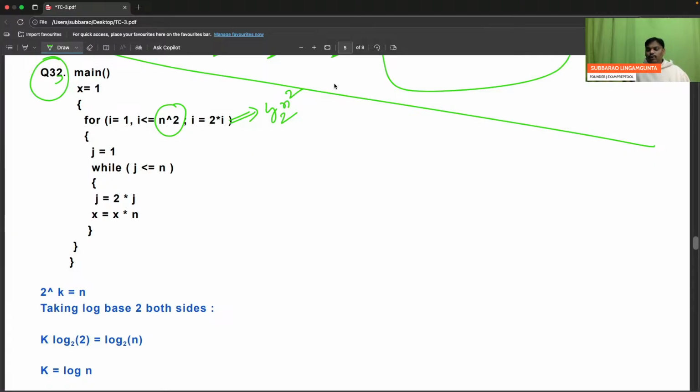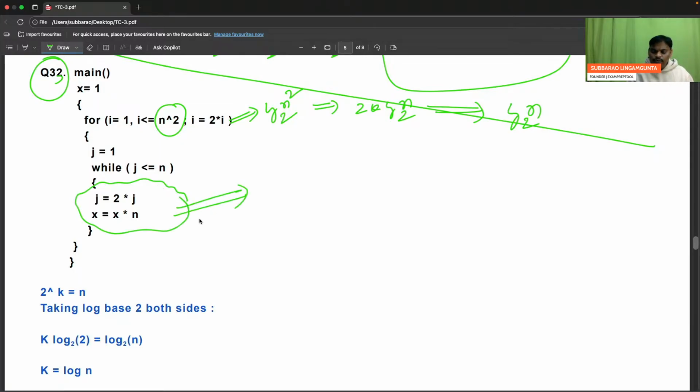First loop, how many times is the i loop? Always times 2, so log n base 2. If n square is there, log n square base 2, which can be written as 2 into log n base 2. 2 is a constant, you can ignore it, simply log n. Base 2 if you want, you can write. So the first loop is log n. Can you see the second loop? In the second loop, j is equal to 2 into j, always times 2. It is also log n base 2.